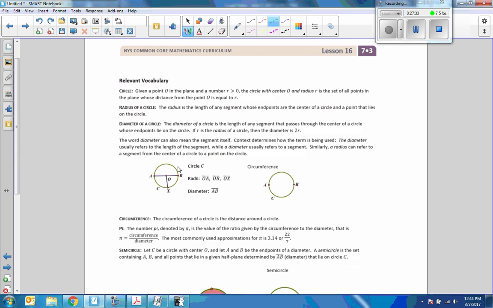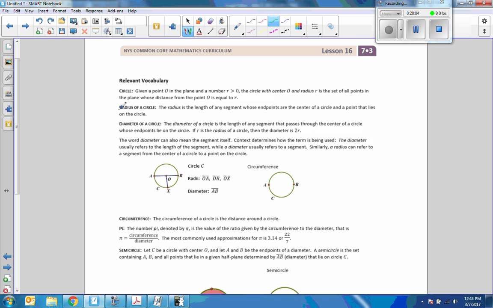Okay, so this page is giving us all of the relevant vocabulary from this lesson. And here's the definition of the circle. Given a point O in the plane and a number r that is greater than 0, the circle with center O and radius r is the set of all points in the plane whose distance from the point O is equal to r. All that's basically saying is if you have a point, all the points that are on the circle are the same distance from the center.